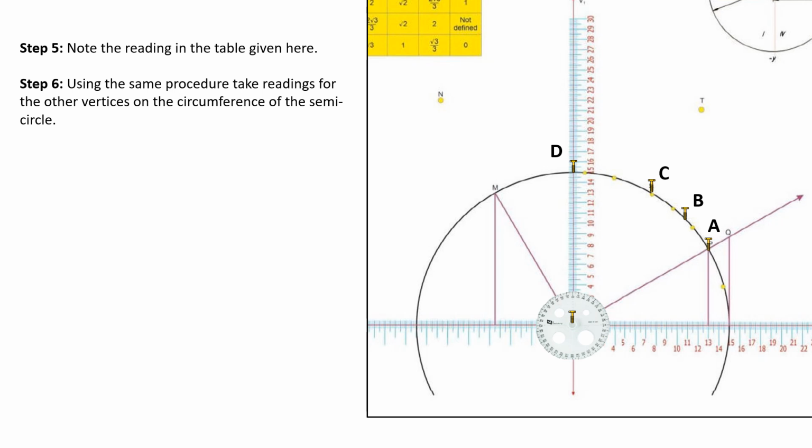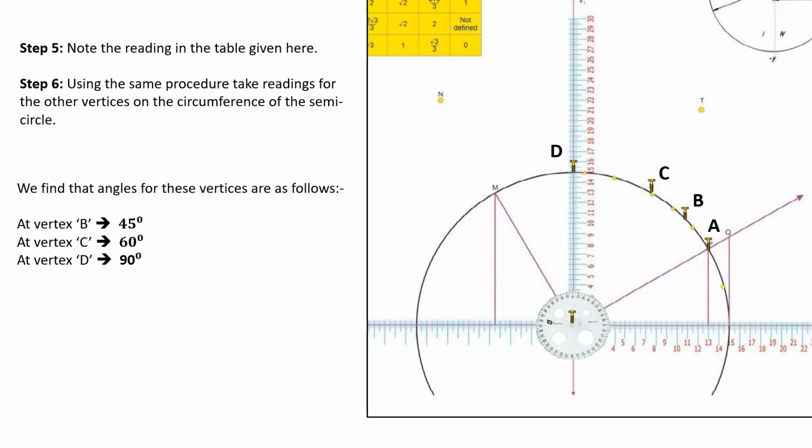Step 6. Using the same procedure, take readings for other vertices on the circumference of the semicircle. These vertices are A, B, C, and D. We find that the angles for these vertices are as follows. At vertex B is 45 degrees, at vertex C is 60 degrees, and at vertex D is 90 degrees.